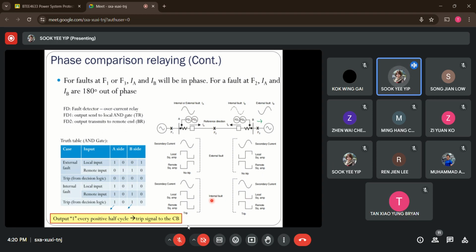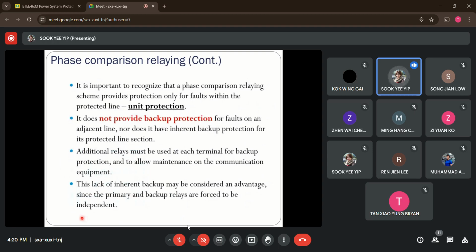Okay, so now let's move on to see some important notes if we are applying the phase comparison system. This protection scheme is only applied to protect the line against faults that occur within itself, which means internal faults. Why? Because it works based on a differential protection scheme. It works as unit protection. So this means that it doesn't provide backup protection for faults that occur at the adjacent line, and it doesn't even provide backup protection for itself.